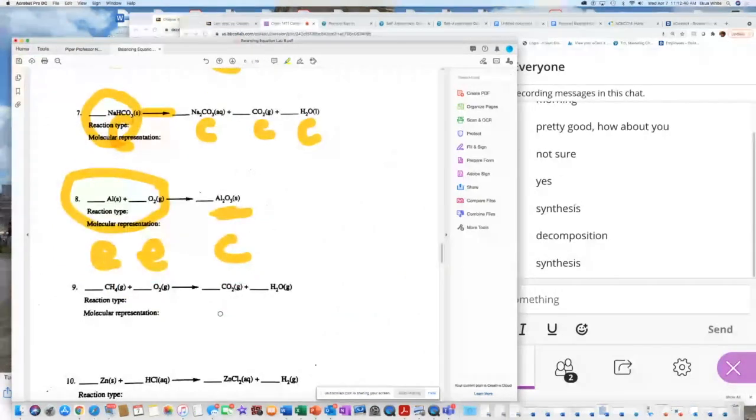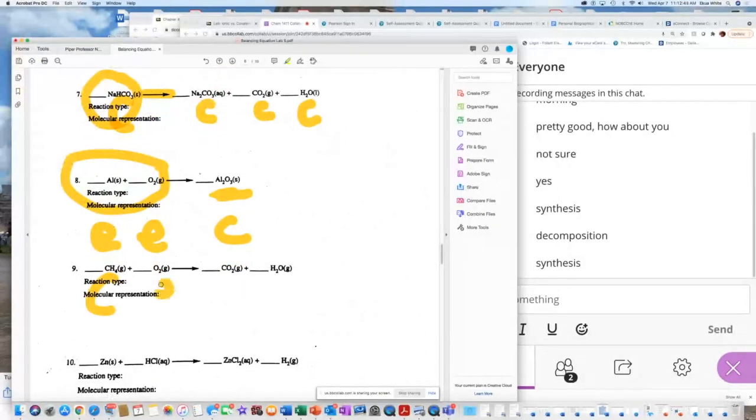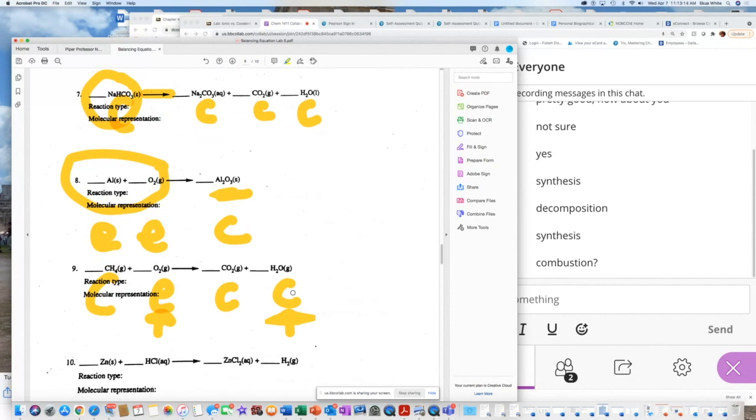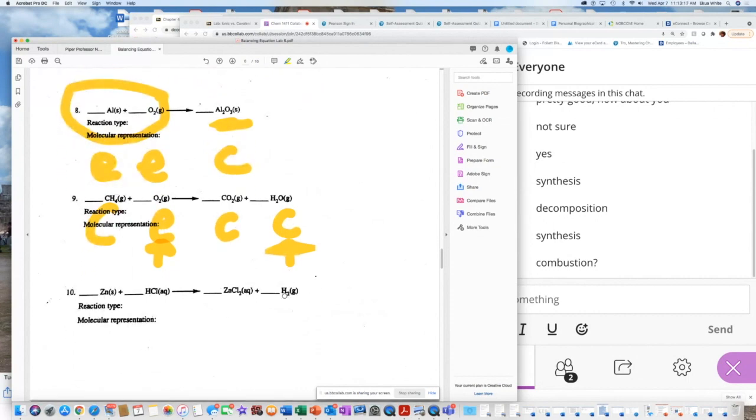Synthesis. Yeah. Number nine. We got compound, we got element, we got compound, we got compound. And then, so it's CECC. And then the element is oxygen. The compound is water. So we have CECC, then the element is oxygen, and then the second compound is water. Which one does that one match? So you want to look at your list. Combustion, yeah.